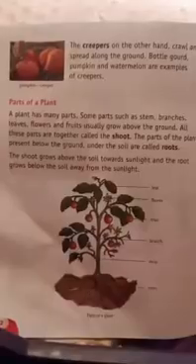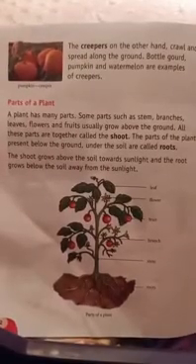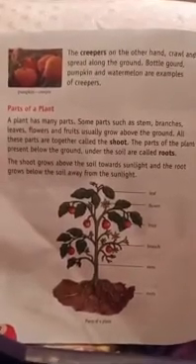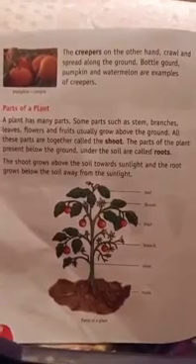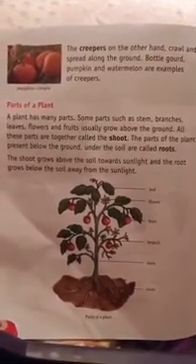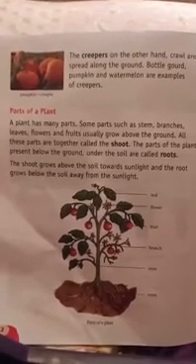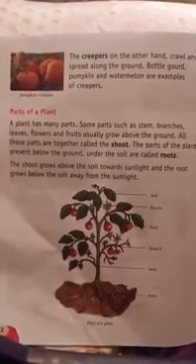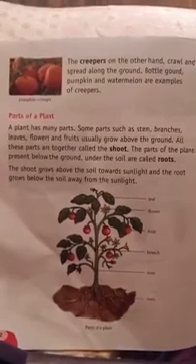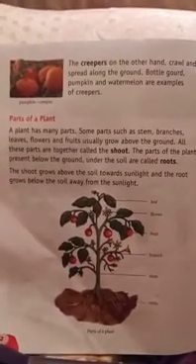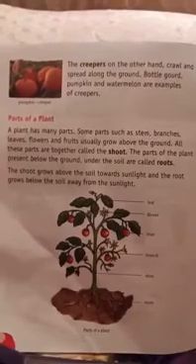Next is about creeper plants. Creepers such as pumpkin and watermelon are called creepers because they creep or crawl and spread along the ground. Okay, so this type of plants are called creepers.